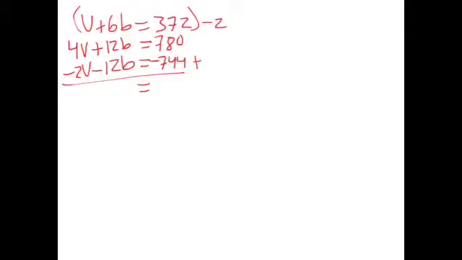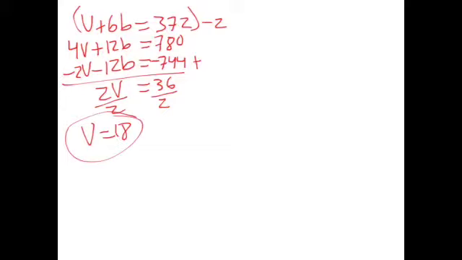They'll add out. So 4v plus -2v is going to give me 2v. And on the right side, 780 plus -744, it's going to give me 36. And I just need to divide both sides by 2 to get v equals half of 36, which is 18. And now I know what v is, at least the number of students in a van.